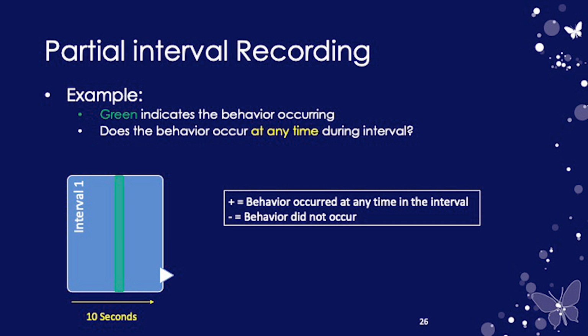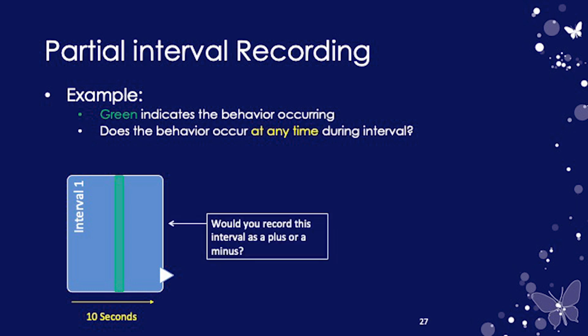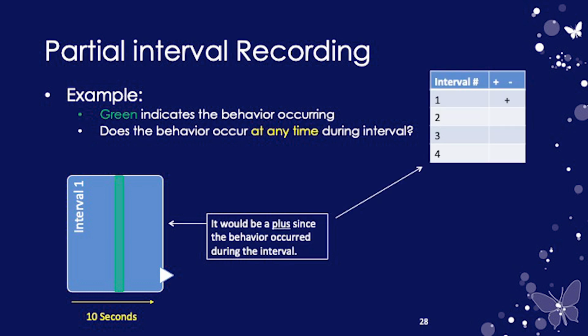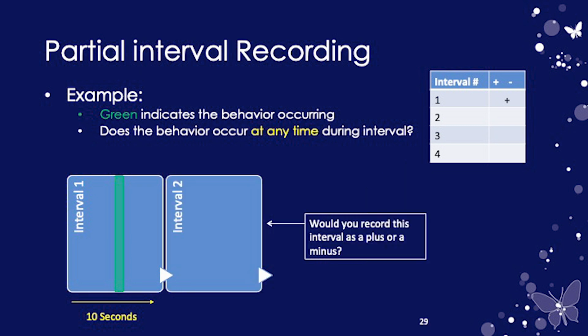Ready to apply what you have learned? In this first example, how would you record interval 1? With a plus or a minus sign? You would record it as a plus since the behavior occurred during the interval. Would you record interval 2 as a plus or a minus? Did you say a minus sign since the behavior didn't occur during the interval? Yes, it is a minus sign.